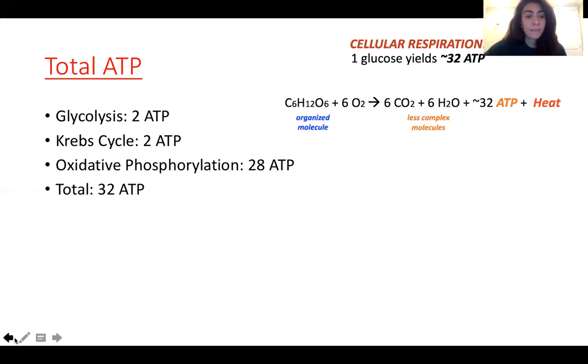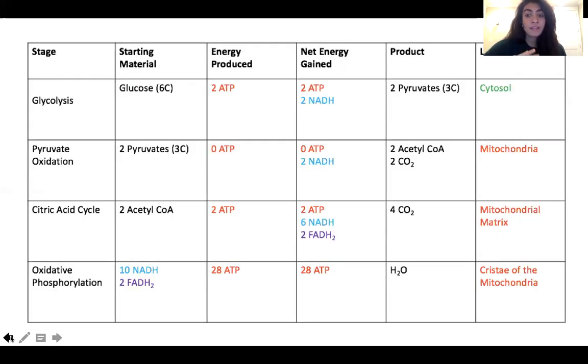So I definitely recommend taking a picture of this chart and adding more to it, or making your own and filling in different information if you guys need to, because that will be really, really helpful.